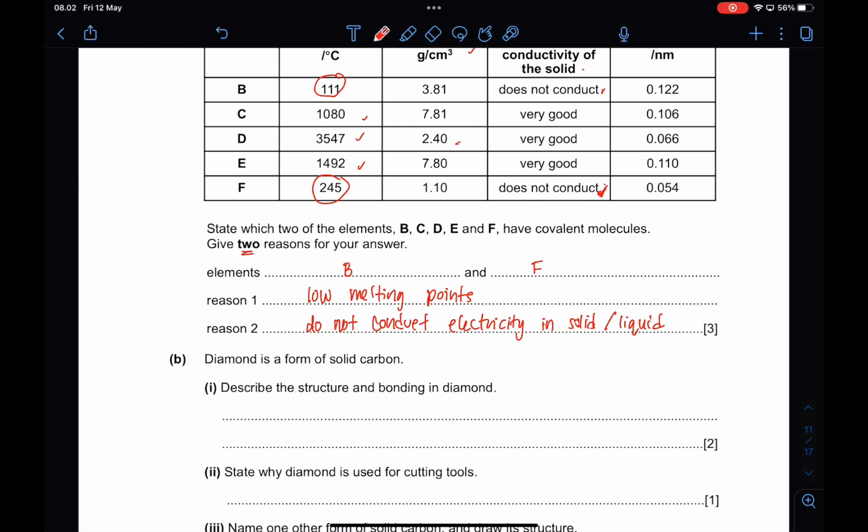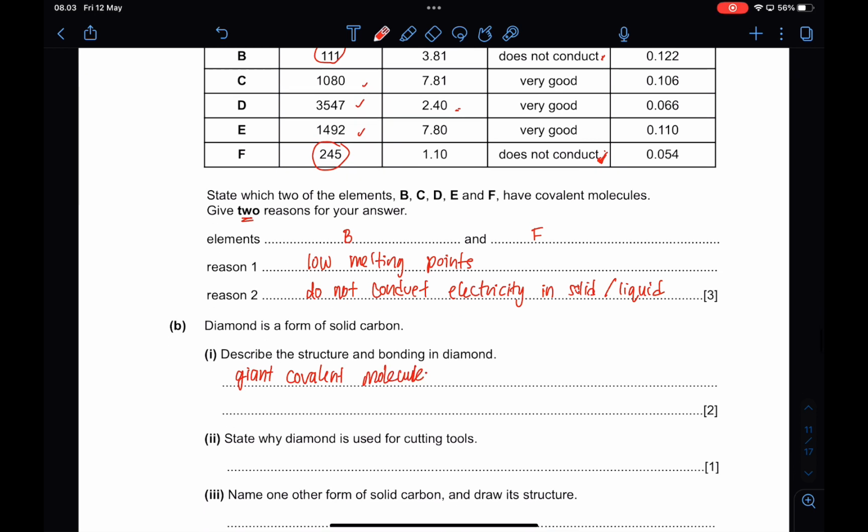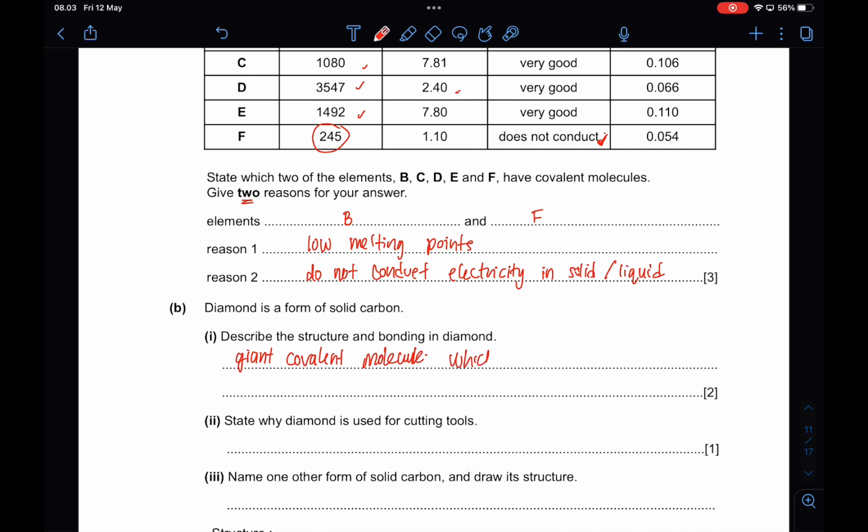Now diamond is a form of solid carbon. Describe the structure and the bonding in diamond. Now diamond, the structure is going to be a giant covalent molecule, and then the bonding, which has covalent bonding. Carbon and carbon are bonded covalently. So that's why diamond does not conduct electricity.